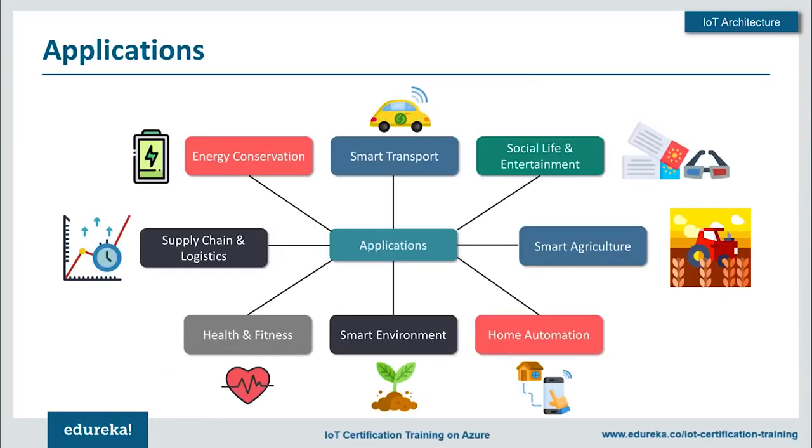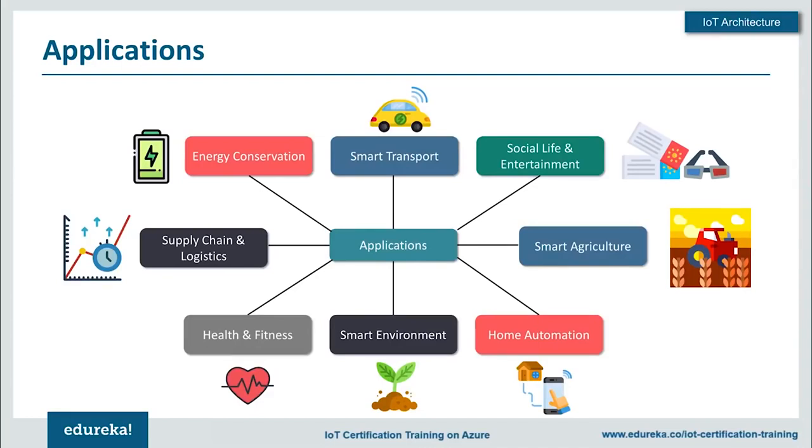Now, the last layer is your application layer. The application is what your end user gets, or what usually maintains or helps process your information to the best that's out there. Now, this in turn can be used in different domains. It can help you achieve different things. It can help you have a smarter lifestyle. It can help you have a smarter environment. Your entire home system can be managed with an application. Your car management can be done using an application. You can build an entire social life and entertainment system based on a smart application.